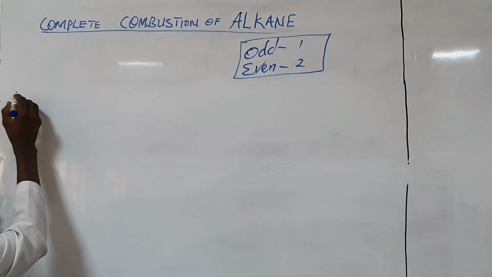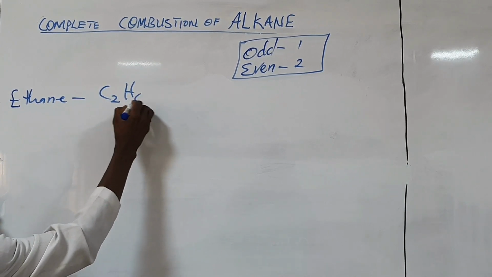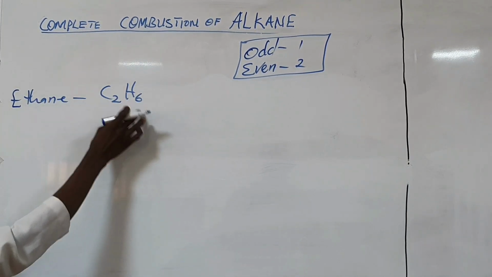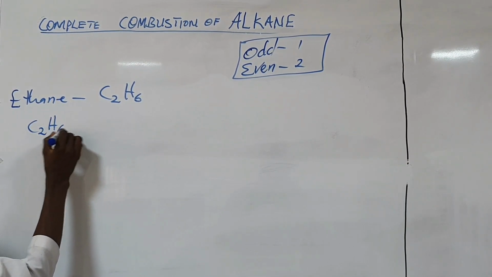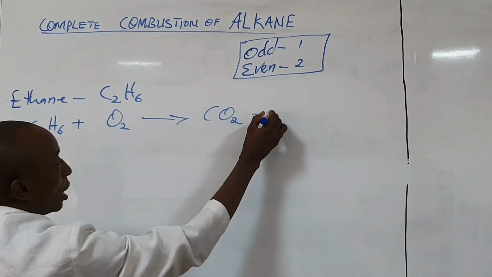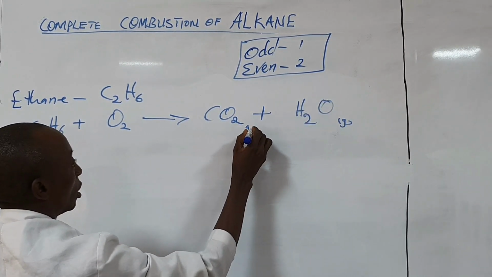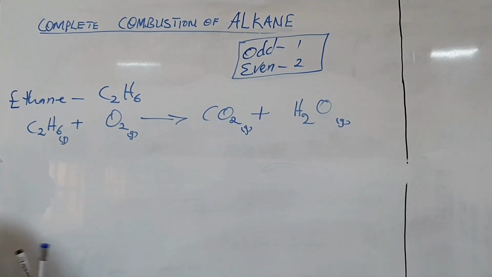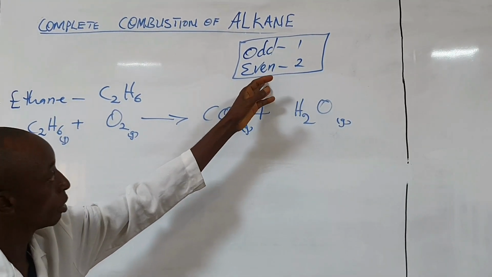Now, combustion of ethane. Ethane, that is C2H6. Yes, when we want to combust this completely, that is, we want ethane to undergo complete combustion, that is C2H6 in the presence of sufficient oxygen to give carbon dioxide and water, all in gaseous form. Yes, the sharp way to go about this is where we are going to apply our approach here.